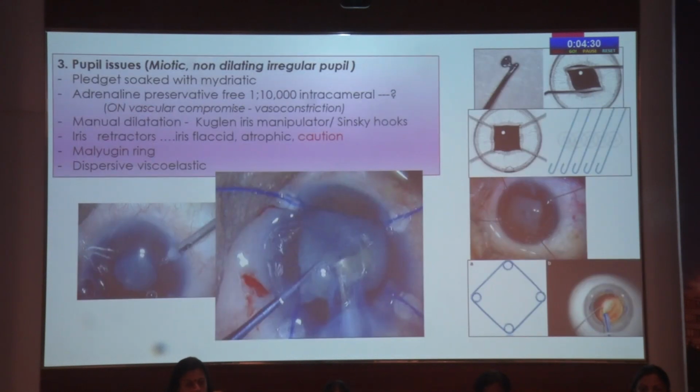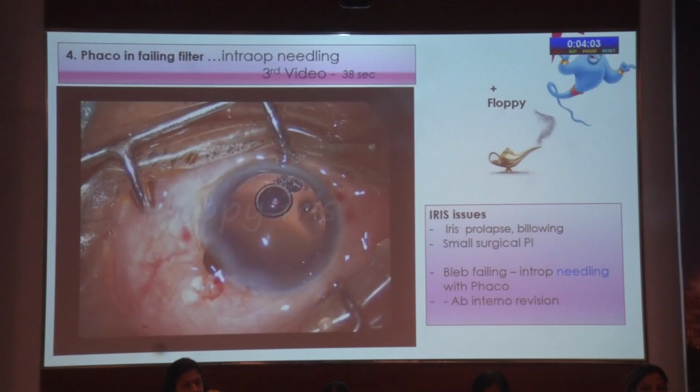Other issues in ACG are the pupil issues. The pupil is very often miotic because the iris is atrophic. So we either use a pledget dipped with mydriatic in addition to the dilator drops, or you do manual dilatation, or Kuglen iris manipulators, or iris retractors, or Malyugin rings. So again, keep these ready when you have an ACG patient. I know most of you are in practice, you do that, but in a government setup, sometimes they're not available, so you have to make them ready.